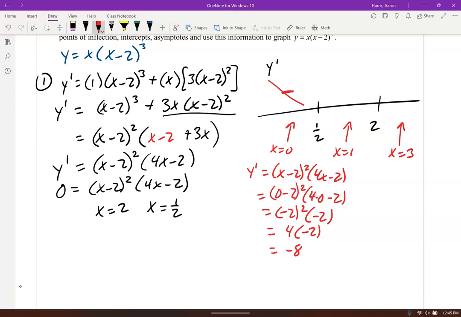Throw 1 in, and notice this is always squared. So this is always positive, so it's just a matter of what's going on over here, and this one ends up being positive. So positive times a positive is a positive. So the function is then increasing from 1/2 to 2.